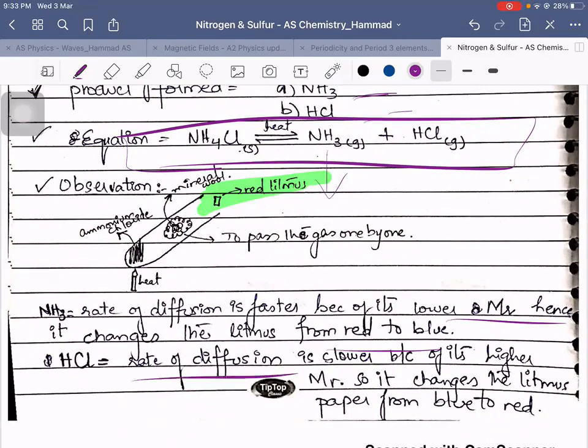The rate of diffusion of HCl is slower because of its higher Mr, so it changes the litmus paper from blue to red. Acids tend to change the color towards red. Alkalis or bases change the color towards blue.